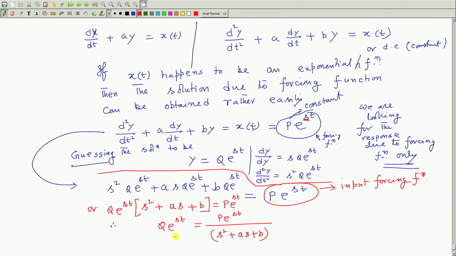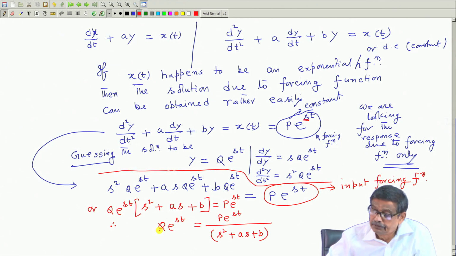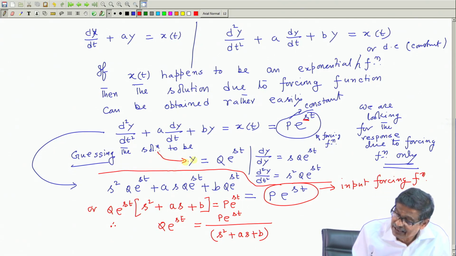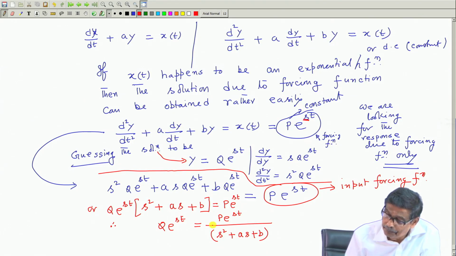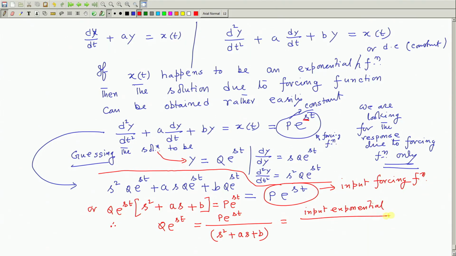Therefore, you see, if the right hand side happens to be an exponential function of the form e to the power s t, and this is the solution, because this is the solution q e to the power s t, then the input exponential, in language, if I write input exponential, divided by what?